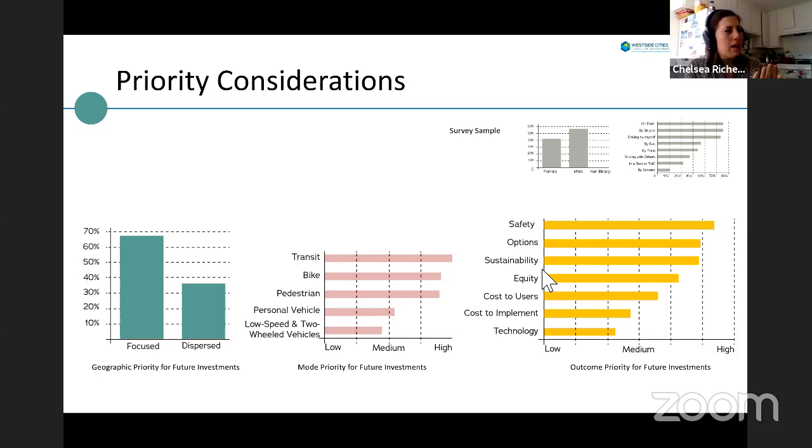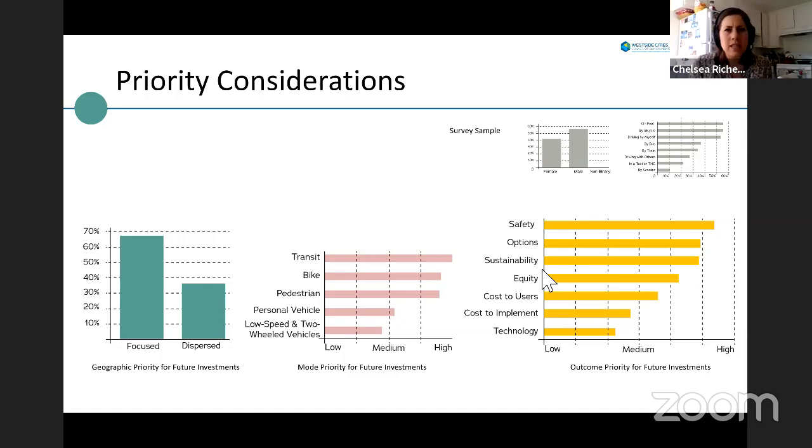And then the graph to the right shows the outcome priorities. So if we were really going to look at it absent a mode priority, but we wanted it to be focused on outcomes around safety improvements or around sustainability improvements or around providing just generally more options for everybody, what are those priority trade-offs here? And so you can see that safety, options, sustainability, equity, all rising to the top, cost to users as well as cost to implement, and then new technology priorities dropping to the bottom, but not a huge amount of differentiation between some of these, but safety really clearly rising to the top here.